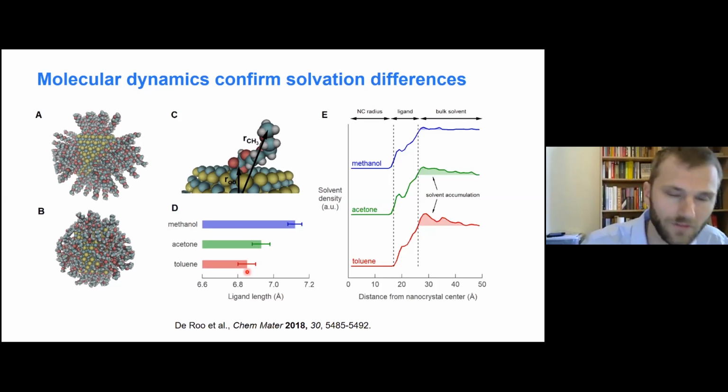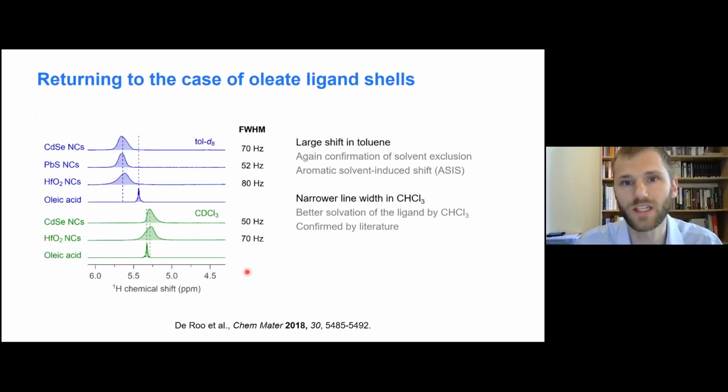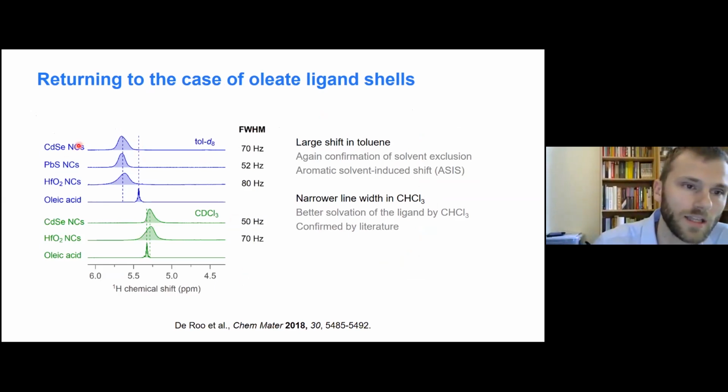So now that we have a theory, we can go back to the case of oleic acid ligands and see with this new pair of glasses whether we can understand the data there. And here we have the alkene resonance. So we're going to zoom in only on the resonance of the double bond and focus on that. We did this for quetzalnite, lead sulfide, and hafnium oxide.